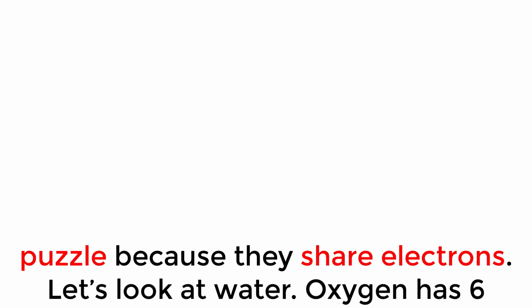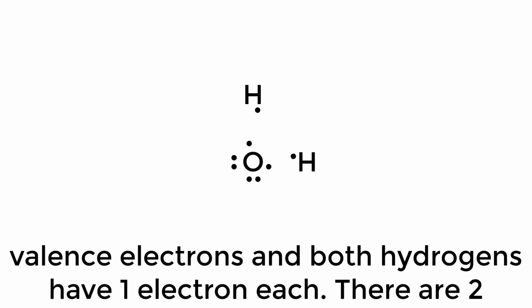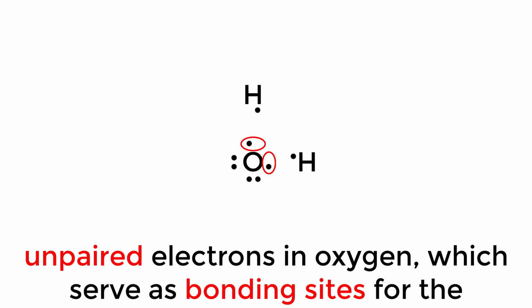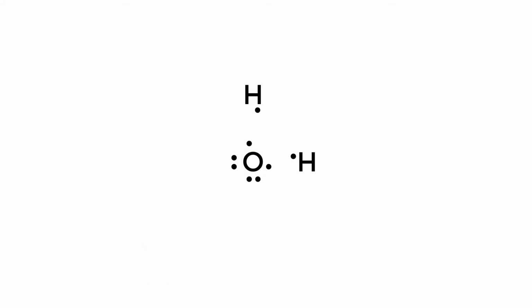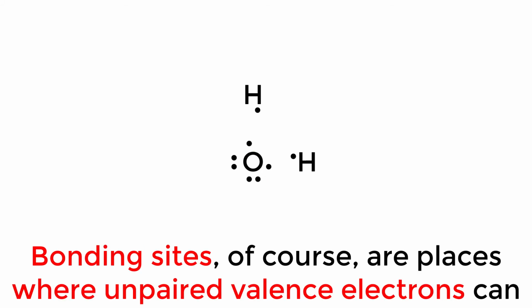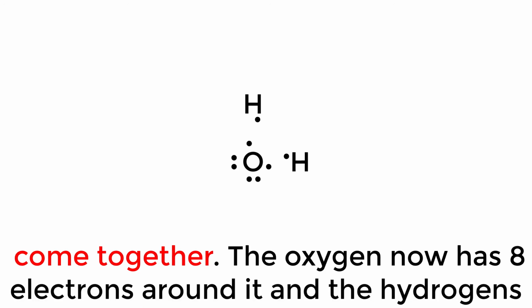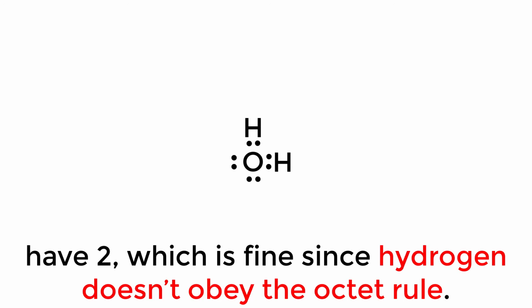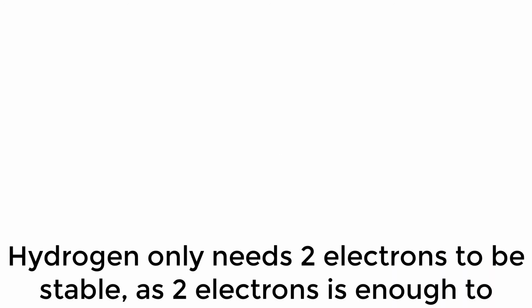Let's look at water. Oxygen has 6 valence electrons, and both hydrogens have 1 electron each. There are 2 unpaired electrons in oxygen, which serve as bonding sites for the hydrogens. Bonding sites, of course, are places where unpaired valence electrons can come together. The oxygen now has 8 electrons around it, and the hydrogens have 2, which is fine, since hydrogen doesn't obey the Octet Rule. Hydrogen only needs 2 electrons to be stable, as 2 electrons is enough to complete the s orbital and complete the first energy level.